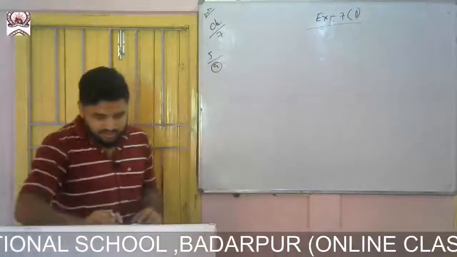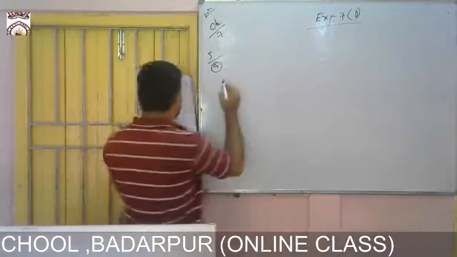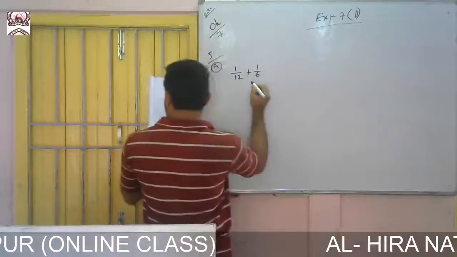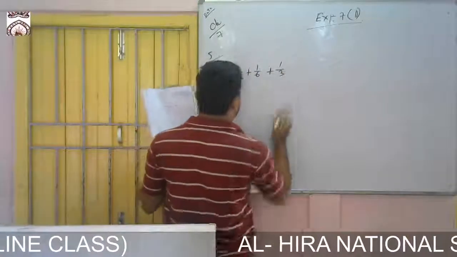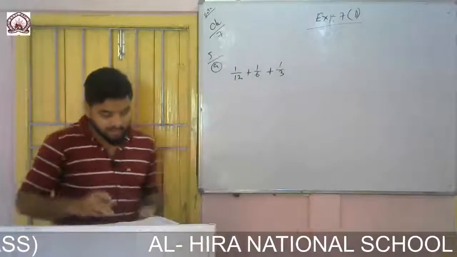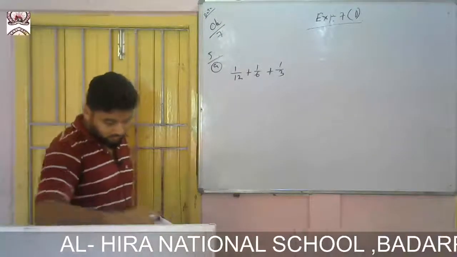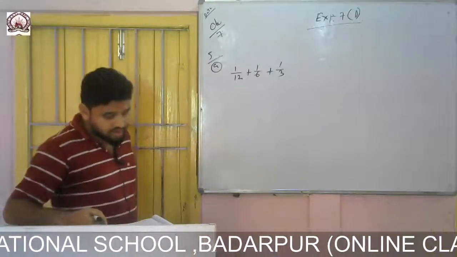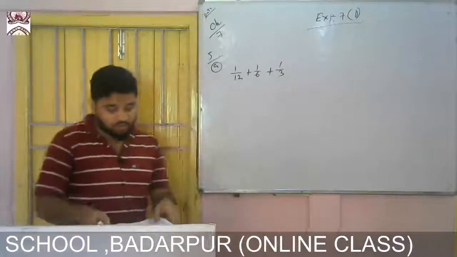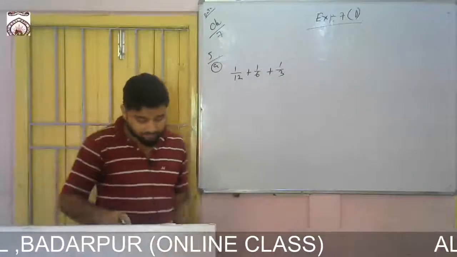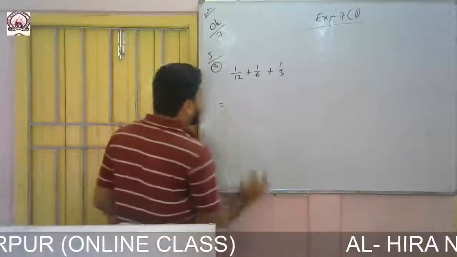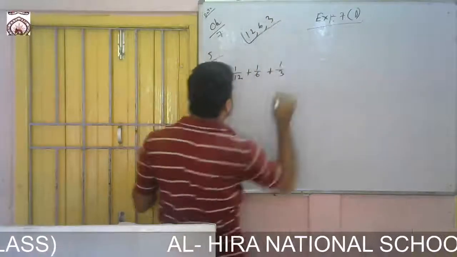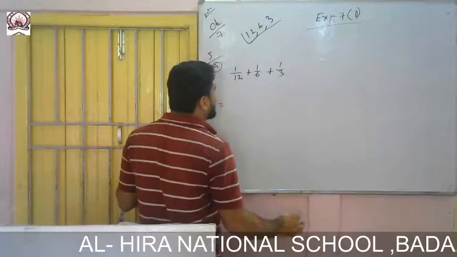Okay, so what is there? Let us see. 1 by 12 plus 1 by 6 plus 1 by 3 plus 1 by 3. So these things we need to add. One thing you can do, you can do like this also. No need of taking this one. You take the LCM of these 3: 12, 6, 3. So if you take LCM, then you can do like this also.